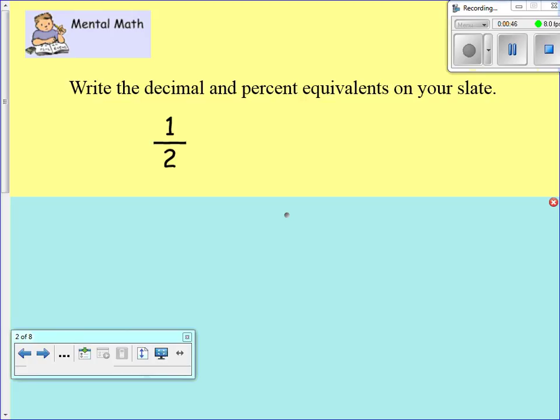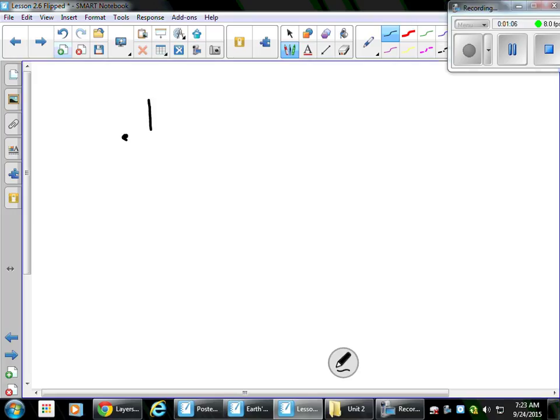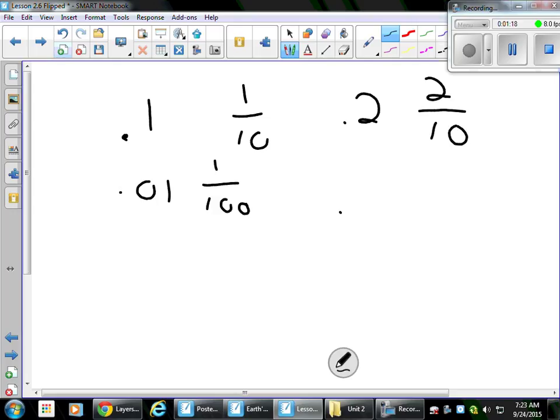What I've always told kids in the past, you always want to change a fraction into something with a 10, something with 100, something with 1,000, 10,000, 100,000, because when a decimal is read, this is what it looks like, right? We have this equals 1/10. This equals 1/100. This equals 2/10. This equals 2/100.